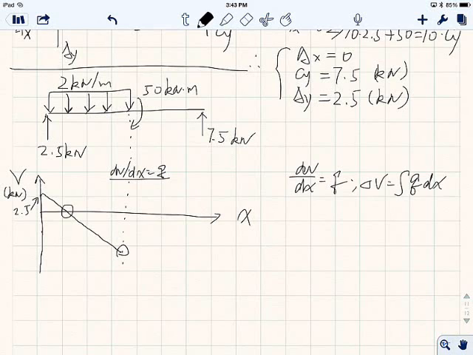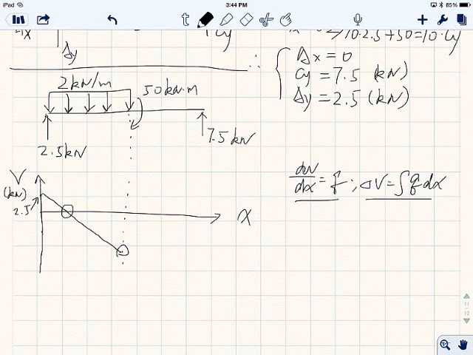Okay, so these are the 2 equations we are using now, right? This equation tells you where this line is going, while this equation tells you how much it is going. Okay? Alright, so we want to know what's the coordinates over here. So we need to use this equation over here. Delta V equals Q dx.